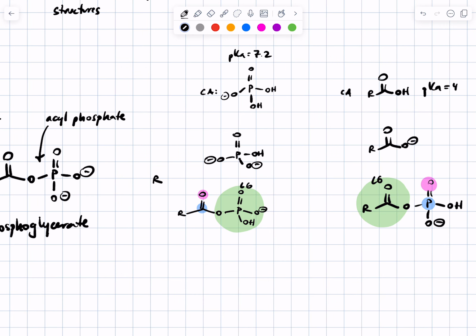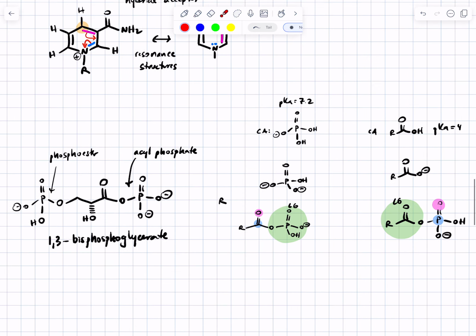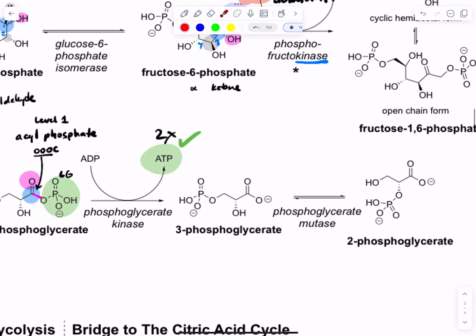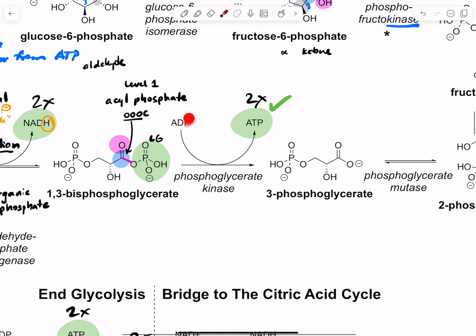So the genius of an acyl phosphate is that it's reactive on both the carbonyl carbon and the phosphoryl phosphorus. And you won't necessarily know which to expect to react unless you know what the reaction is going to do. If we go back and look at the reaction, you should be able to infer which gets attacked, the carboxylate carbon or the phosphorus. So let's take a look at that reaction one more time. This bisphosphoglycerate reacts with ADP to give ATP and 3-phosphoglycerate.